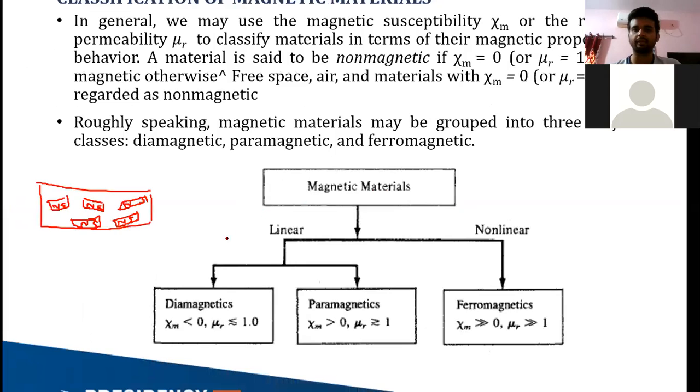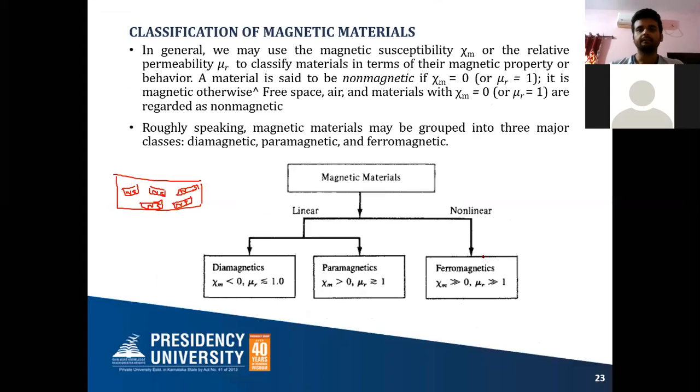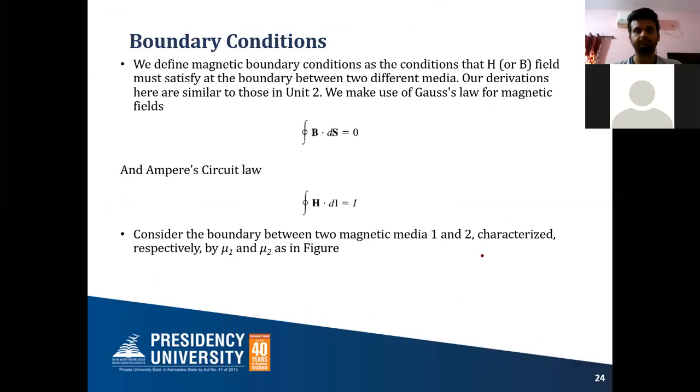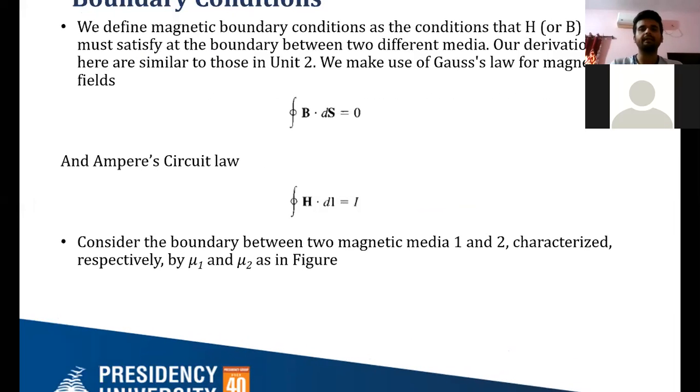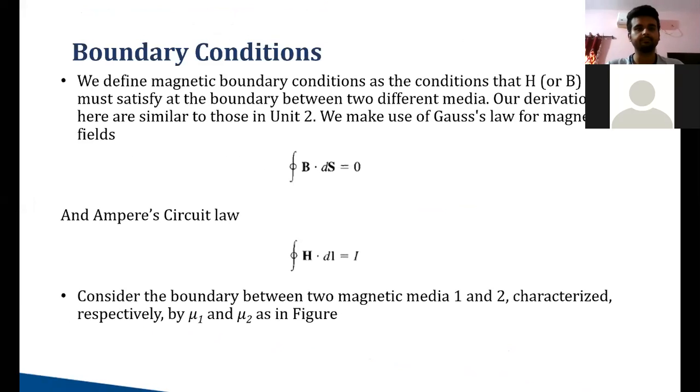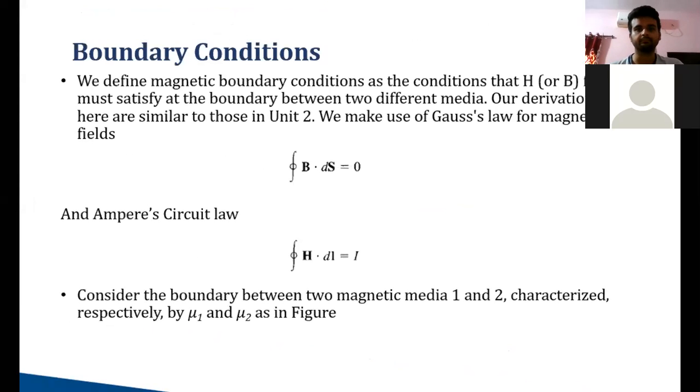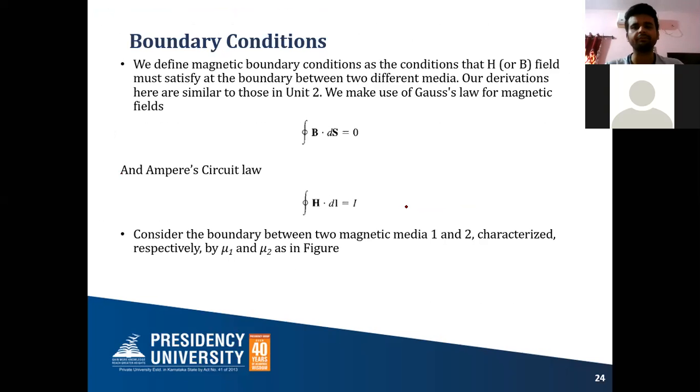So this is the whole story about different types of magnetic materials. So our next topic is boundary conditions. Now, what do you understand by boundary conditions?